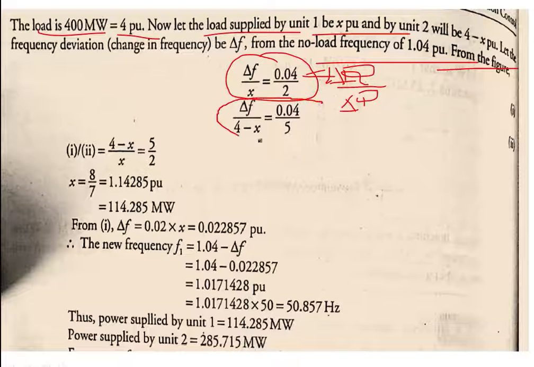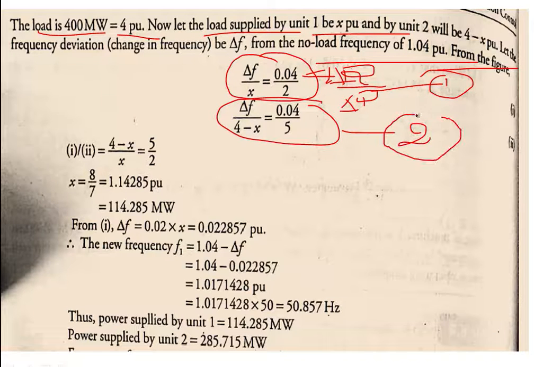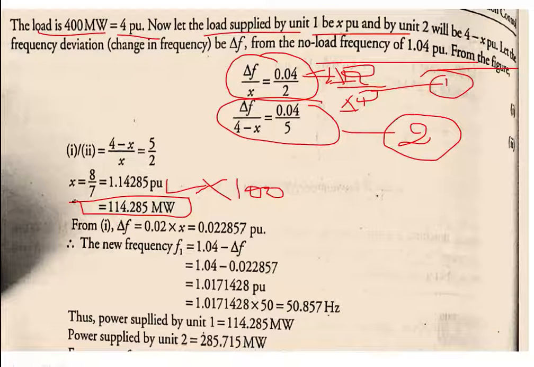Similarly for the second unit, then you have to solve equations 1 and 2. This is equation 1, this is equation 2. Solving equations 1 and 2, we get the value of x in terms of megawatt: x is 114.285. Here it is in per units. To convert into megawatt, you have to multiply it by the base of 100 MVA. So we get x in megawatt. Clear? So we get 114.2.